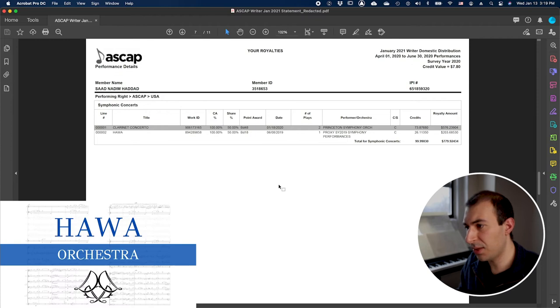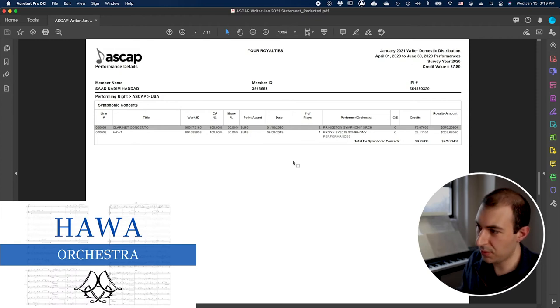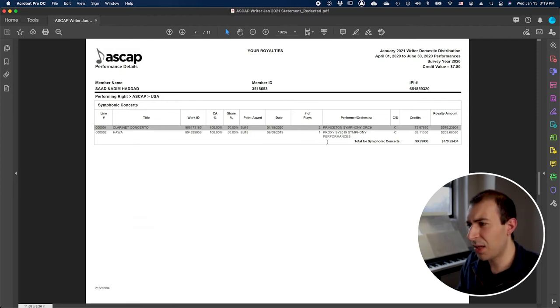The next piece is Hawa, which again, is another symphonic piece. Here it has this strange thing, Proxy SY 2019 Symphony Performances. I actually don't know what this means. If anybody knows what this means, comment in the comment section below. I don't really know what this could possibly be. It was a performance on June 8, 2019. I have to go back in my records and see, but this is the money that I got here.